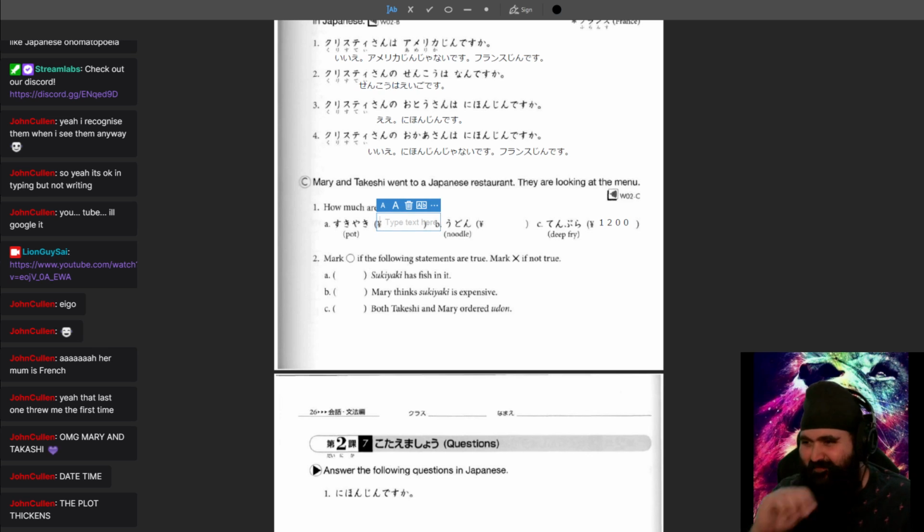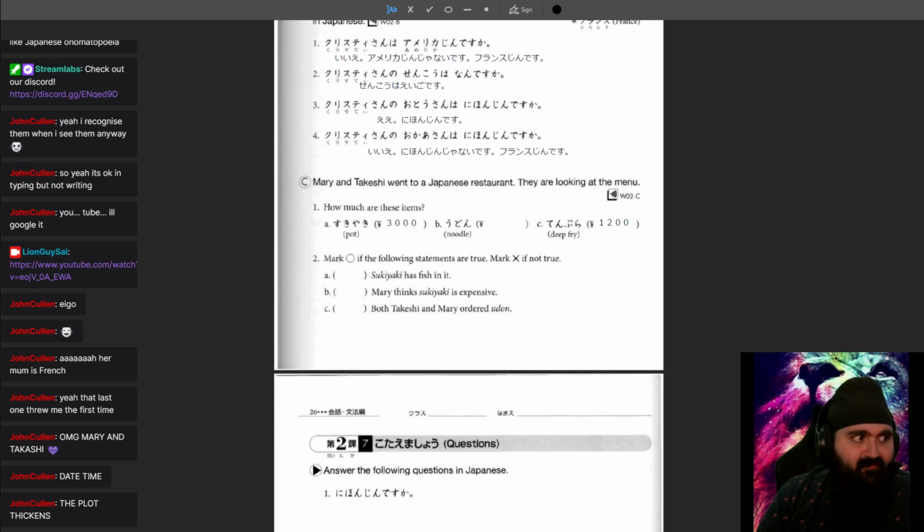すき焼きは何ですか？ What is すき焼き? It's meat. Nice. It's meat. I love it. It's great. すき焼き。3000円？ Okay, so here, 3000 yen? She's shocked. 3,000 yen for sukiyaki, which makes sense because it's expensive.